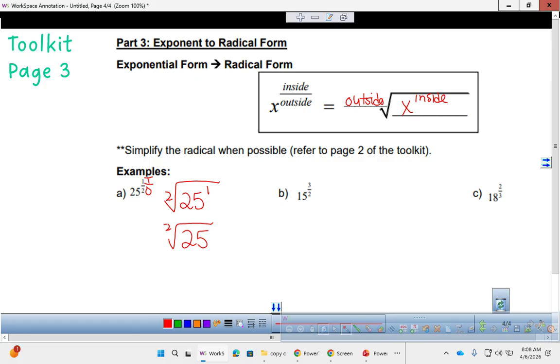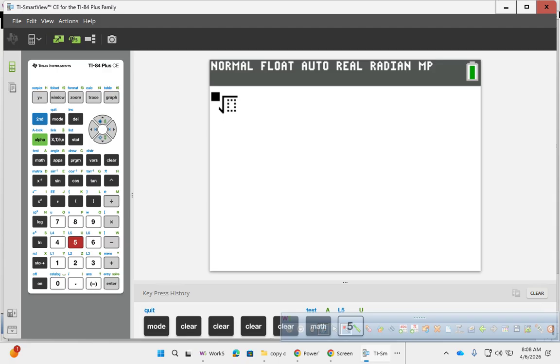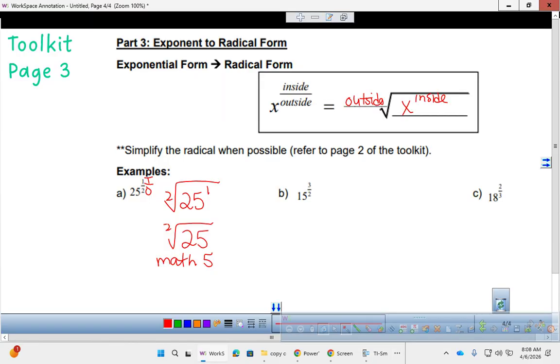At this point, I would type math 5 into my calculator, put a 2 on the outside and a 25 on the inside, and hit enter and see if I get a whole number. If I get a decimal, then I'm going to have to go to the y equals screen. Most of you probably already knew what this was going to be, but just in case, I'm typing it in. I get a whole number. And so, ultimately, the answer to this one is just 5. All right, let's look at the next one.